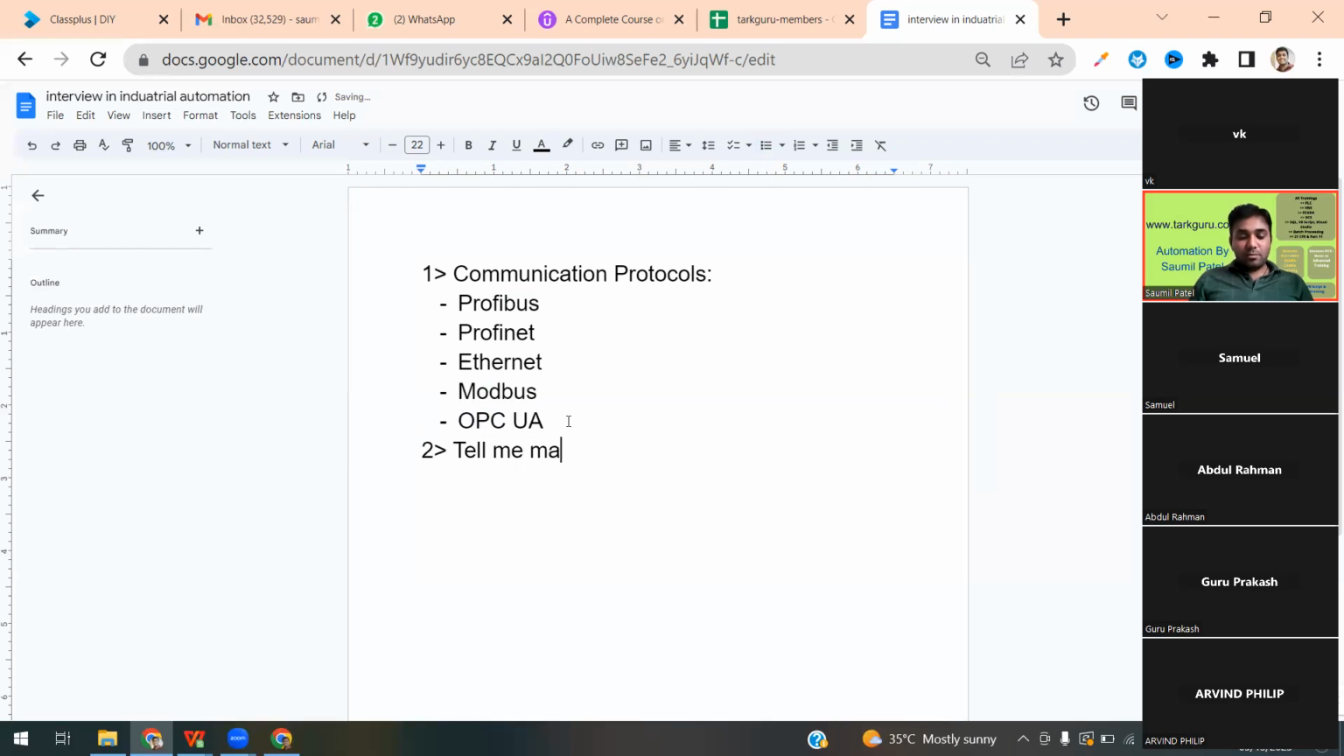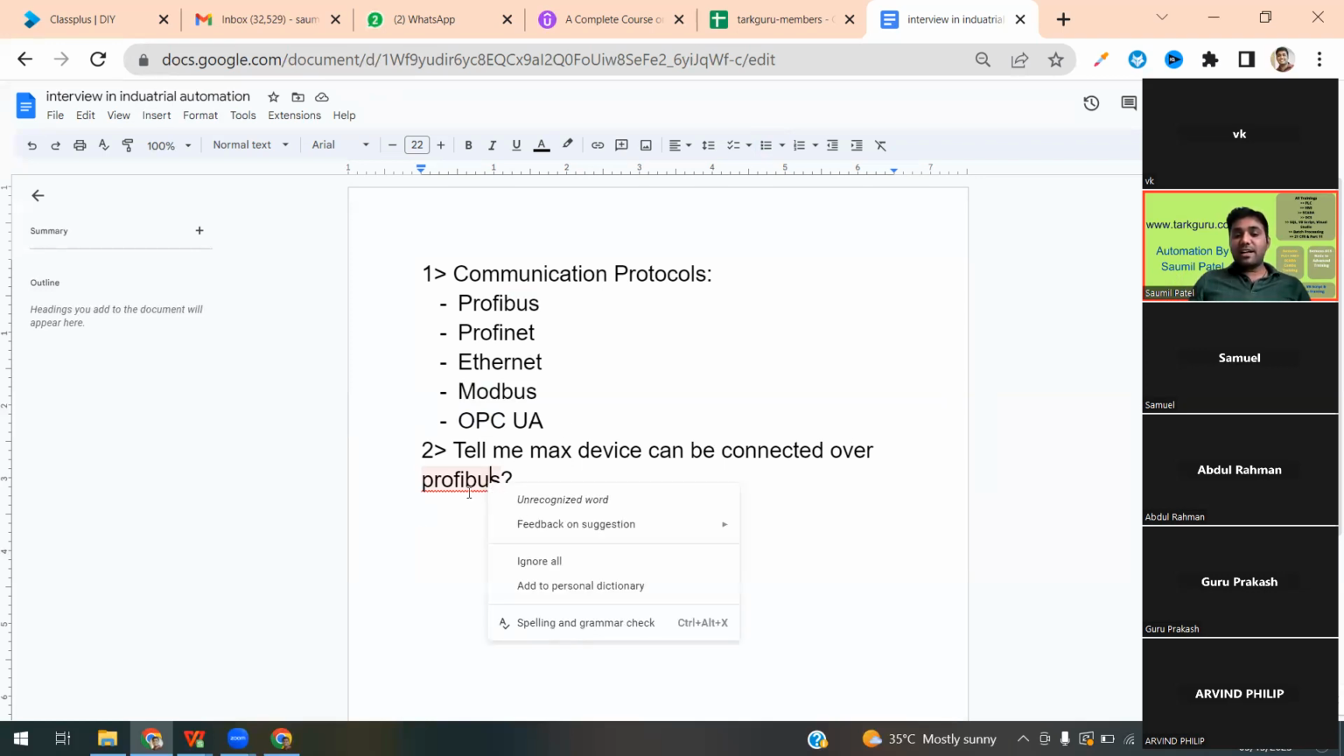Tell me the maximum number of devices that can be connected over fibers. What should be the answer? The answer you need to find out. Okay, I will not give you the answer, right? So, what should be the maximum number of devices that you can connect over the Profibus? That you need to prepare, right?